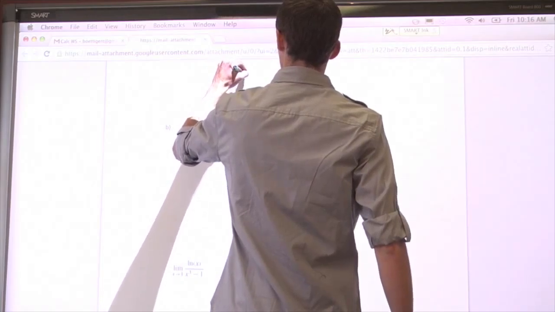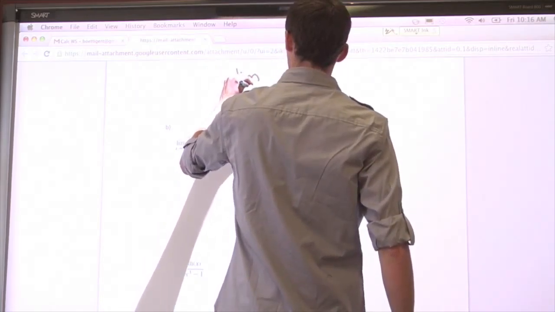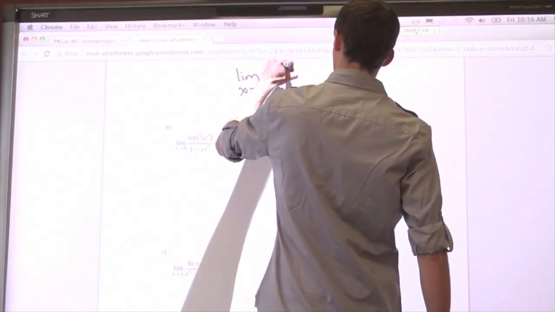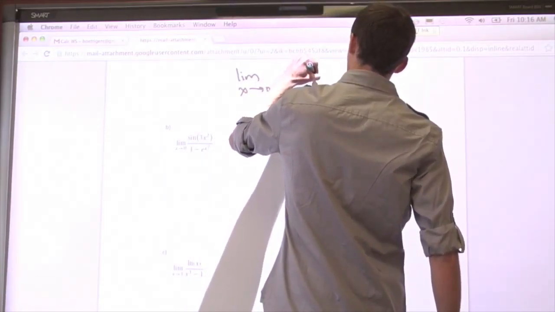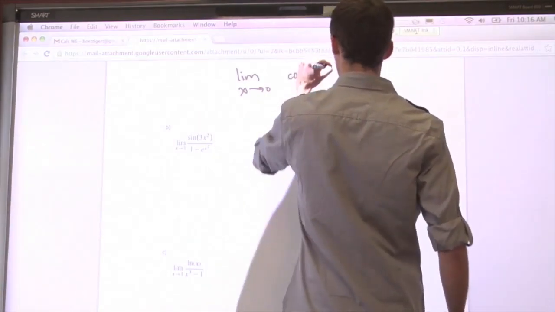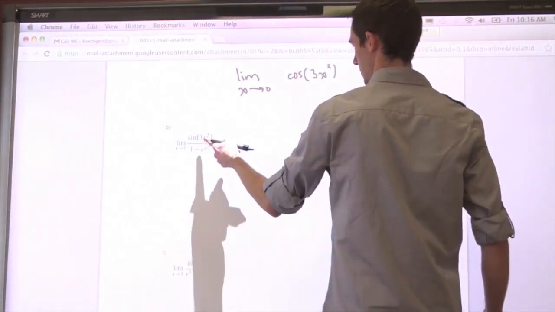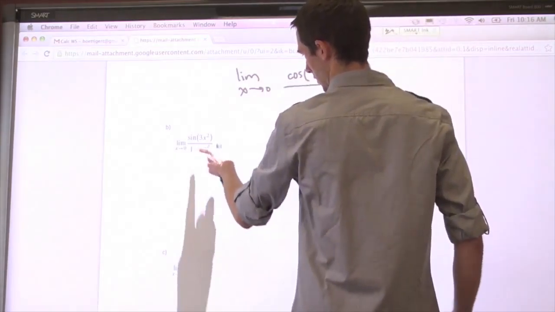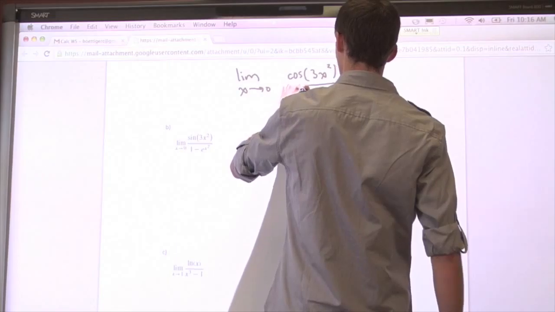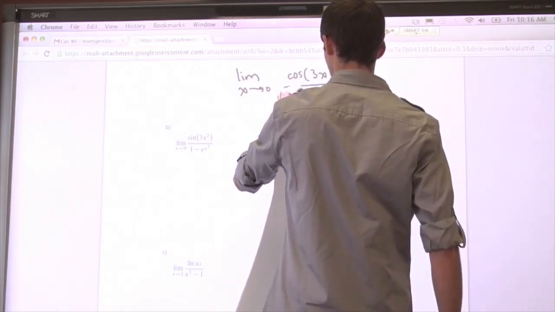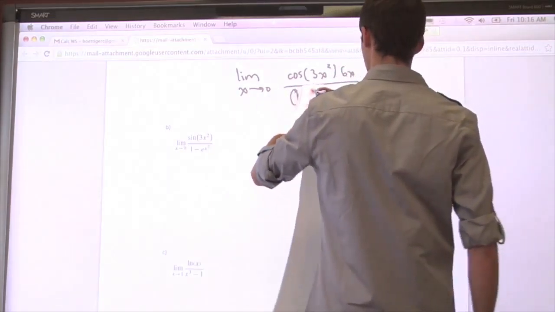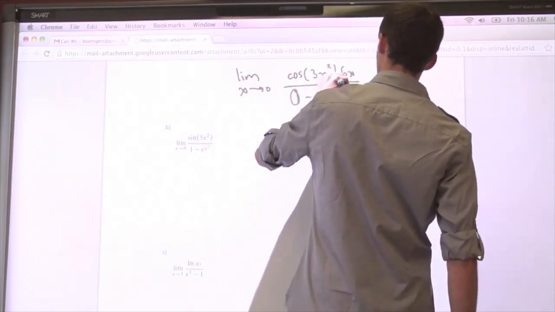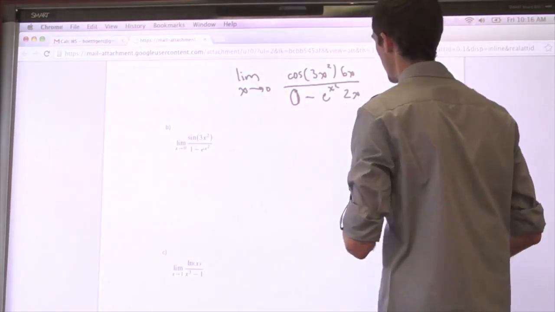So you're going to want to take the derivative of the top and the derivative of the bottom. The derivative of sine of 3x squared is going to be cosine of 3x squared times the derivative of the inside, which is just going to be 6x. Now that's all going to be over the derivative of 1, which is 0, minus the derivative of e to the x squared, which is just e to the x squared, times the derivative of the inside, which is 2x.